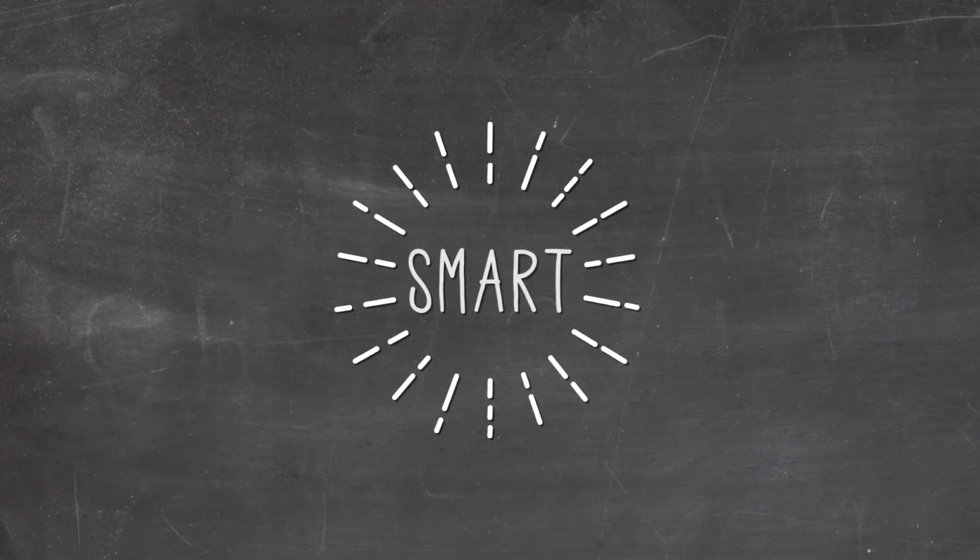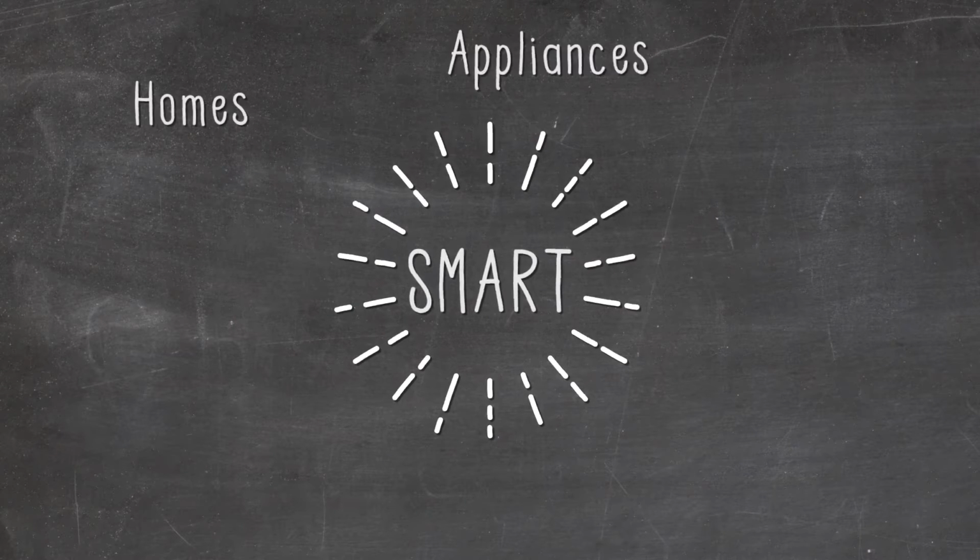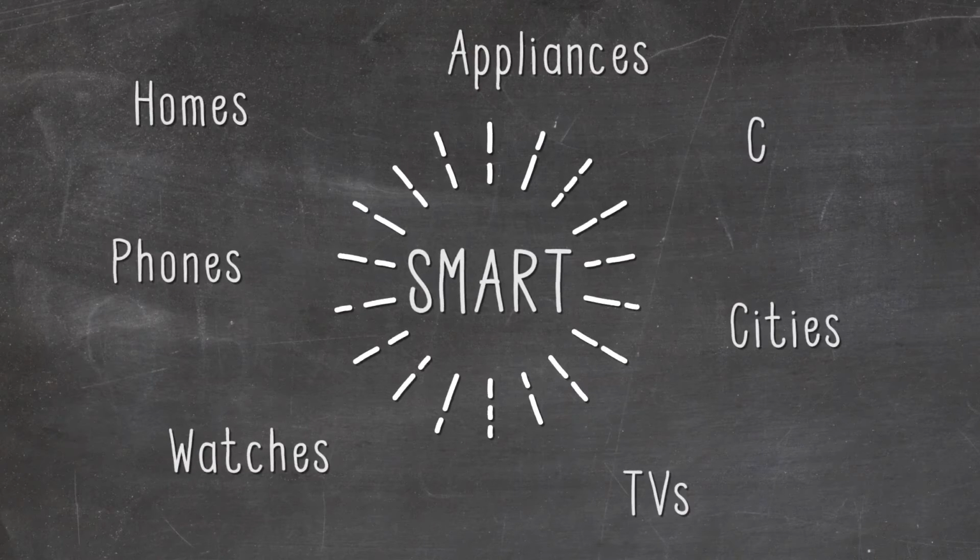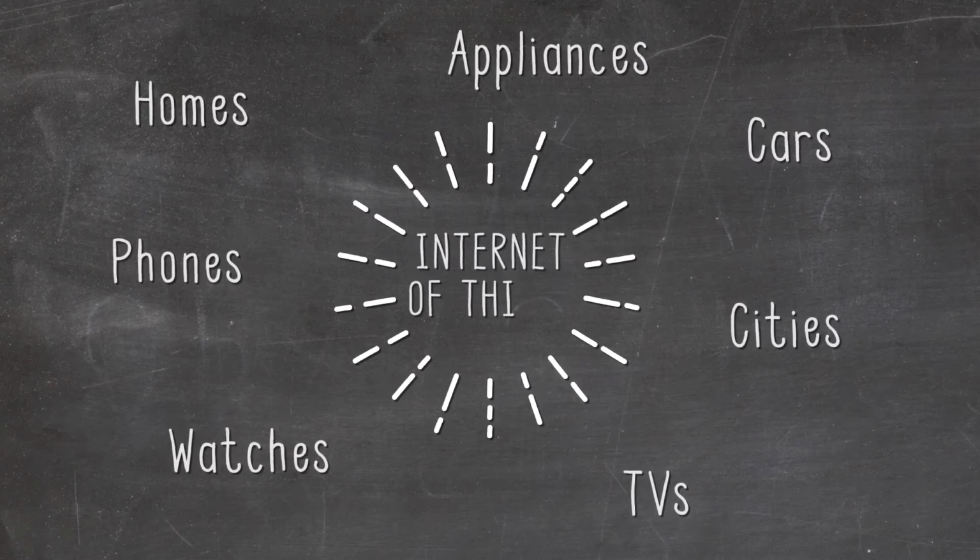You've probably heard a lot of people using the term smart. Smart things. Smart homes, smart cities, smart watches. What does smart mean in terms of smart things? Well, these are all part of the Internet of Things. And the smart simply means that they are connected.